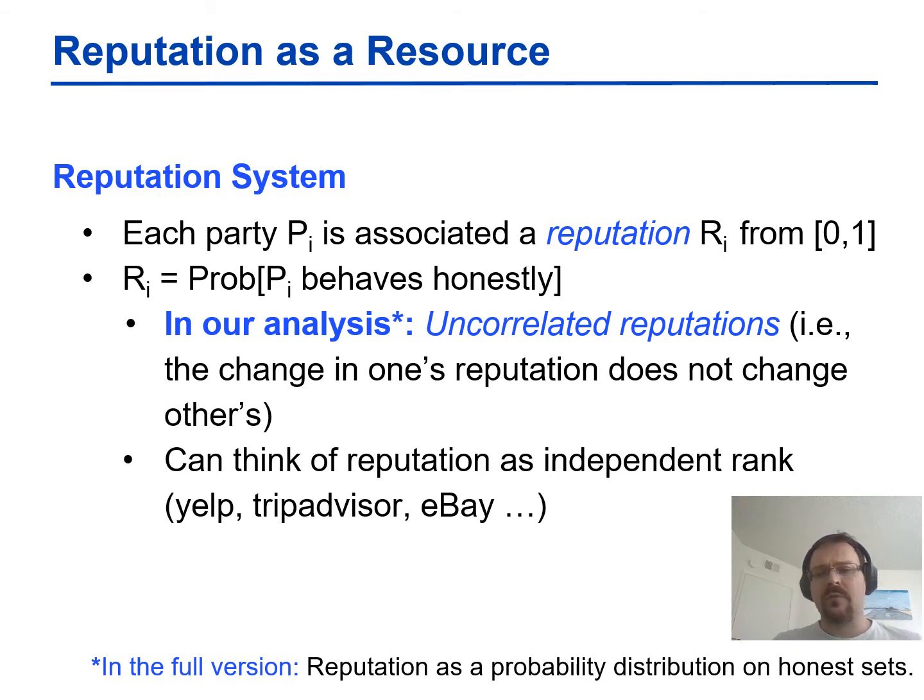This is the natural interpretation of more reputable parties have more chances of being honest. In the case of our analysis, we're going to assume uncorrelated reputation, namely the events of becoming corrupted are pretty much independent between different parties, which actually creates a very nice interpretation of the reputation. You can think of it as a rank of the sort that you have at Yelp or TripAdvisor or eBay. So it's a number corresponding to the probability of me being corrupted. It's independent of everyone else. We have in the full version of the paper a more general treatment as a general probability distribution, but this is a much harder case.